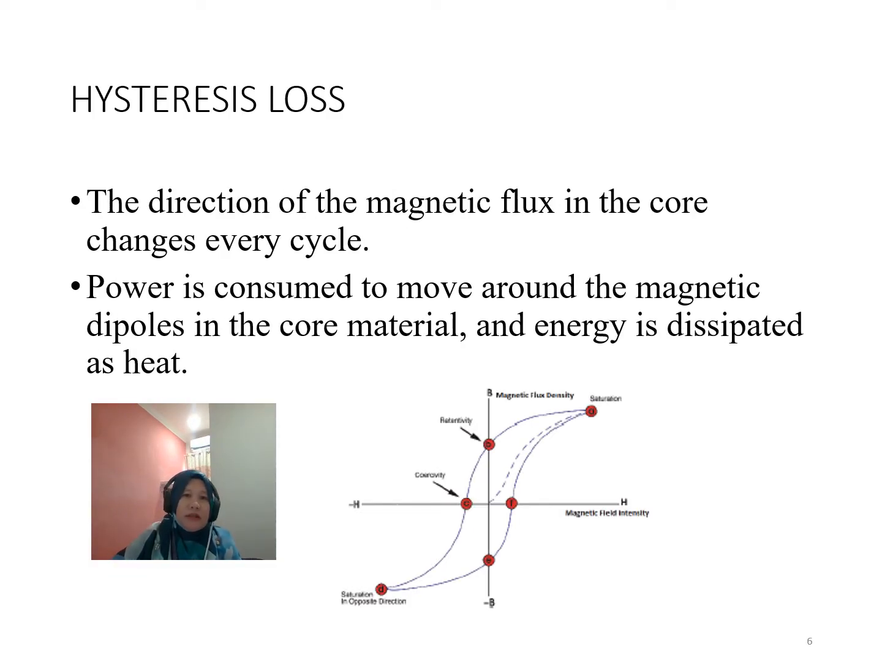For the hysteresis loss, the direction of the magnetic flux in the core changes every cycle. So the power is consumed to move around the magnetic dipoles in the core material, and energy is dissipated as heat. So the energy per unit volume for one cycle will produce the hysteresis loss.